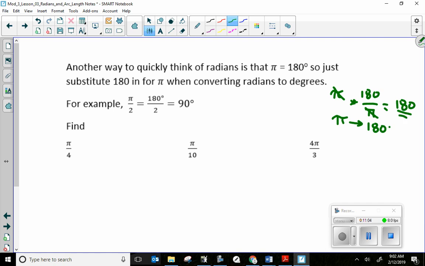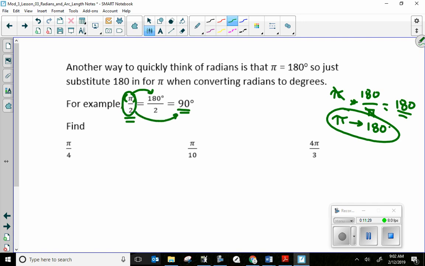If we have radians and it has a pi in it, I can just put 180 in for pi because pi is 180 degrees. So for example, if I have pi over 2, I'll just put 180 degrees in for pi because that's what pi is. 180 divided by 2 is 90.